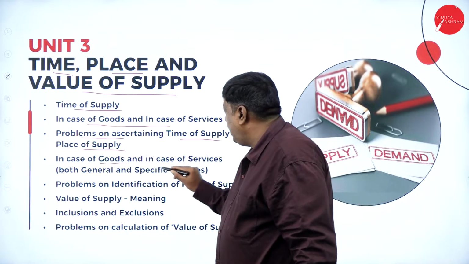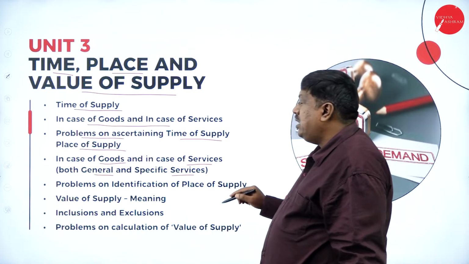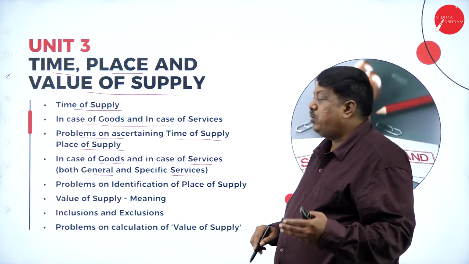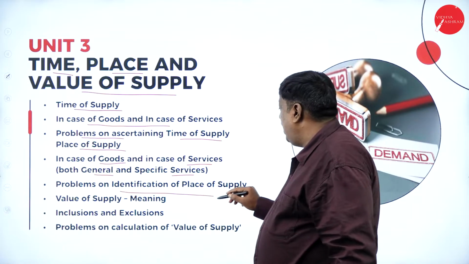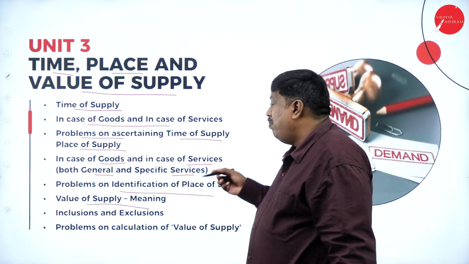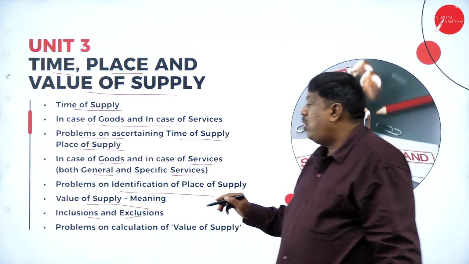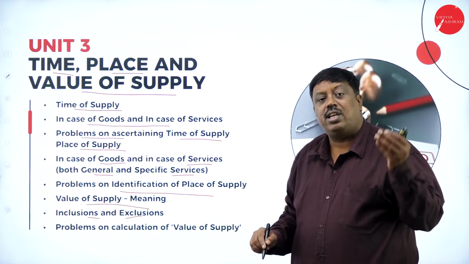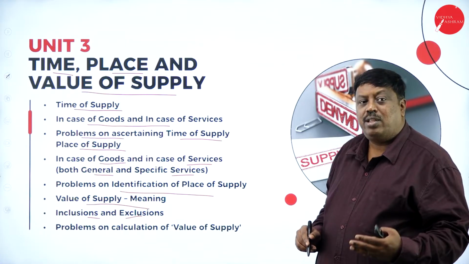In case of goods and services, both general and specific services, we're going to learn the concept of place of supply. And on problems on identification of place of supply and value of supply, we're going to learn the meaning, and we're going to solve some problems: which amounts should be added and which amounts are excluded, and how we are going to solve the problem.